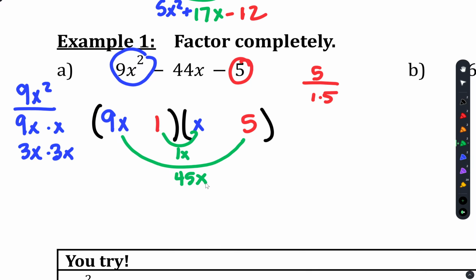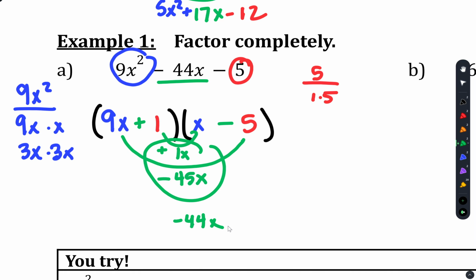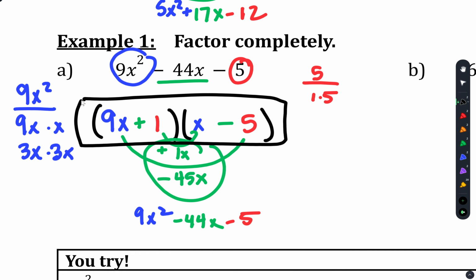So 1x and 45x, I want a negative 44, so I'm going to subtract 45 and add 1. And then I'm going to double check. This makes negative 44x. This makes 9x squared. And this makes negative 5. All my signs should match. Here's my answer. Everybody good with that?